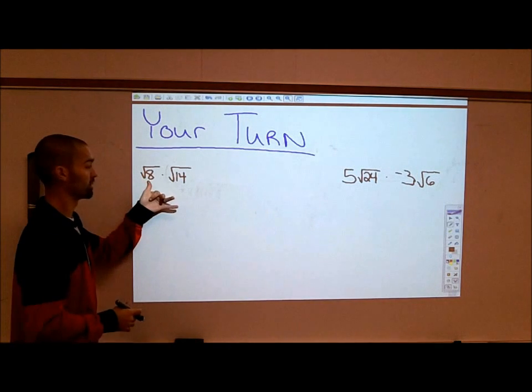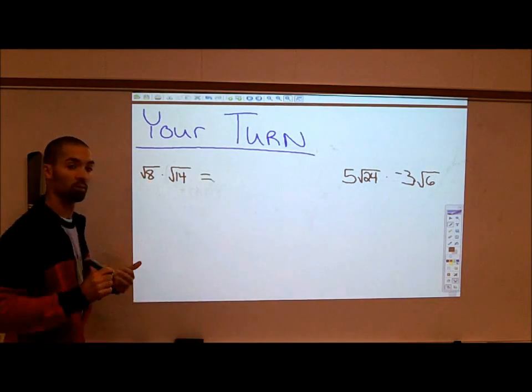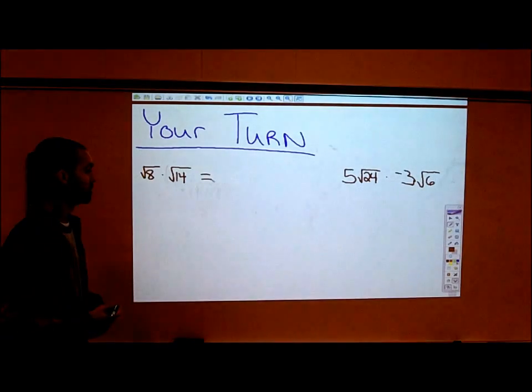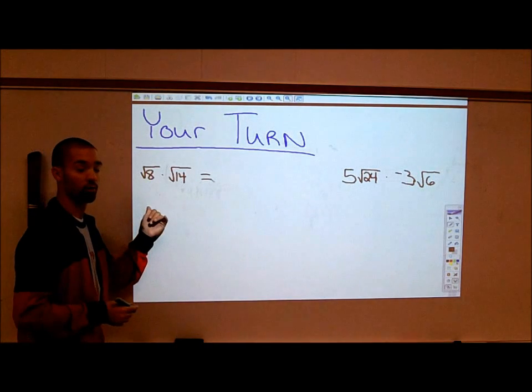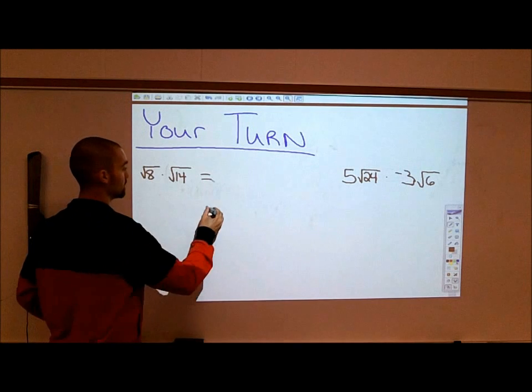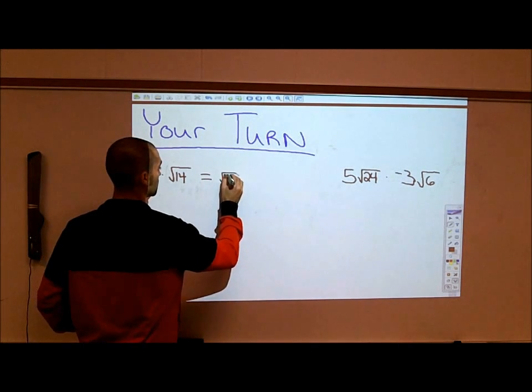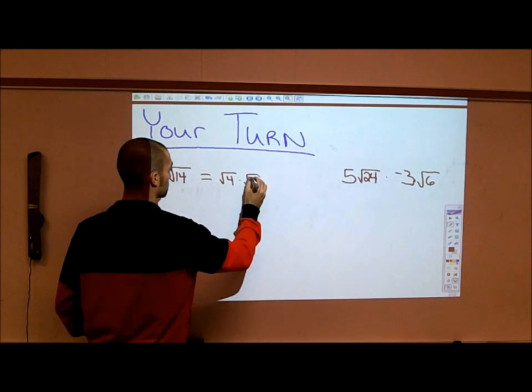Now take a look at the square root of 8. Is that a perfect square? No, it is not. But is there a perfect square hiding in 8? Well, we start with the largest one that's below 8. The largest one below 8 is 4. We know 4 times 2 makes 8. So I have the square root of 4 times the square root of 2.